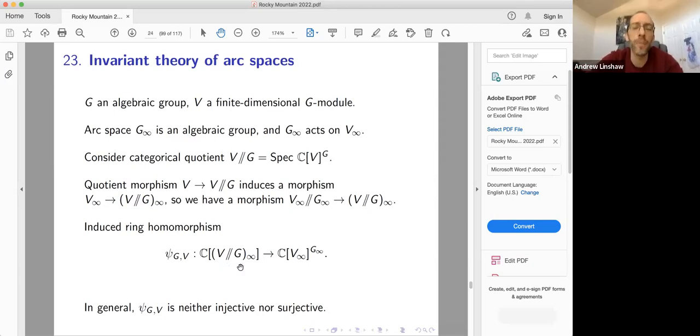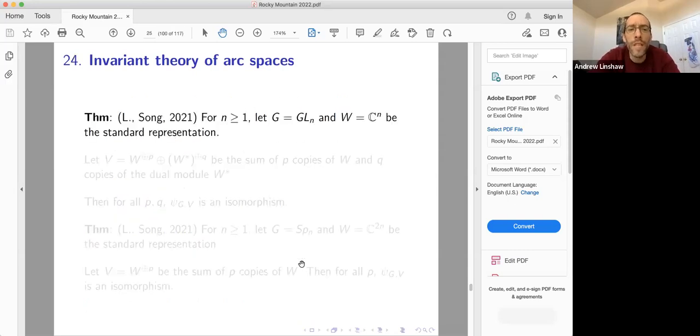Okay, so this can fail to be injective also because this can be a non-reduced scheme. There are examples like that. I'll mention them in a moment. It turns out actually that if V mod G is an affine space, which is quite rare, but there are interesting examples where it's an affine space, then this map is an isomorphism. And also if V mod G is a complete intersection, then this is also an isomorphism, but in general it's neither.